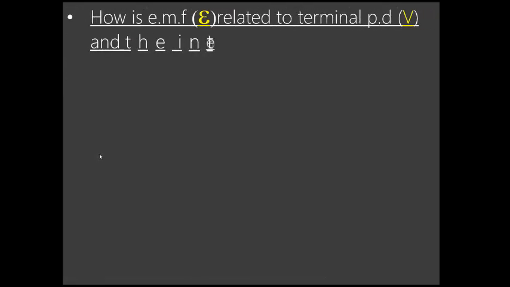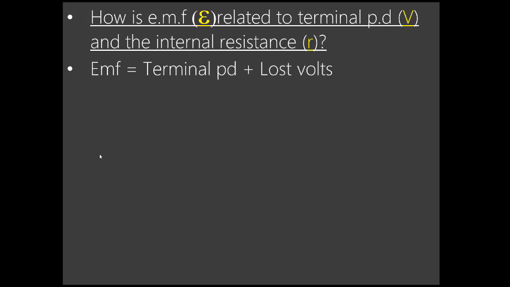So how is EMF related to terminal PD and the internal resistance? There is a simple formula. We said that EMF and terminal PD are different in value, and the difference between them gives the lost volts. So EMF is equal to terminal PD plus lost volts, which we can write as EMF is equal to terminal PD plus lost volts, Ir.